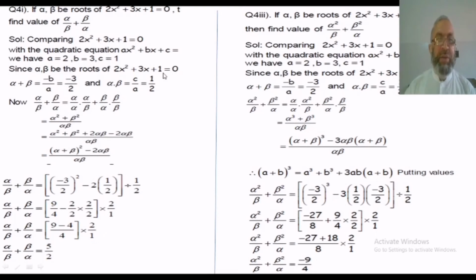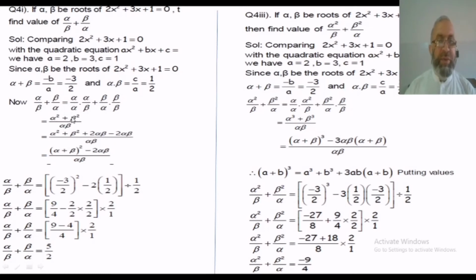Since alpha, beta are the roots of this quadratic equation, the sum of the roots, minus b by a, becomes minus 3 by 2, and the product of the roots, c by a, means c is 1, a is 2, so 1 by 2. Now the value of the symmetric function alpha by beta plus beta by alpha. We can write this as: multiply and divide by alpha, alpha by beta, plus multiply the second term by beta to get the same LCM. Now the LCM is alpha beta. By taking LCM alpha beta we get alpha square plus beta square.